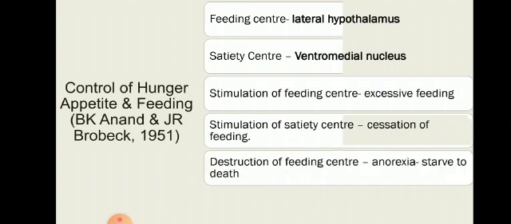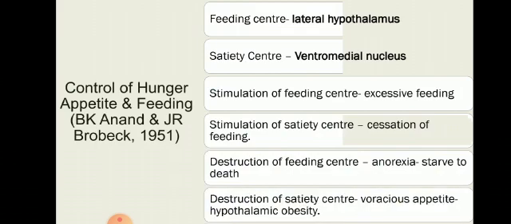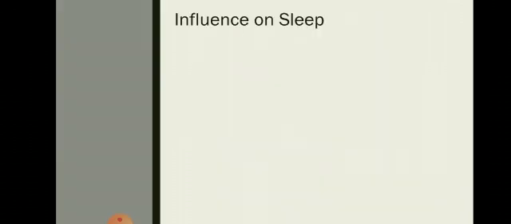Now when destruction of the feeding center happens, the experimental animal or the person develops what we call anorexia, where the person or the animal starves to death. If the satiety center, the ventromedial nucleus, is destroyed, then there is something called a voracious appetite, where the person continuously eats, there is excessive eating, and finally it results in hypothalamic obesity.